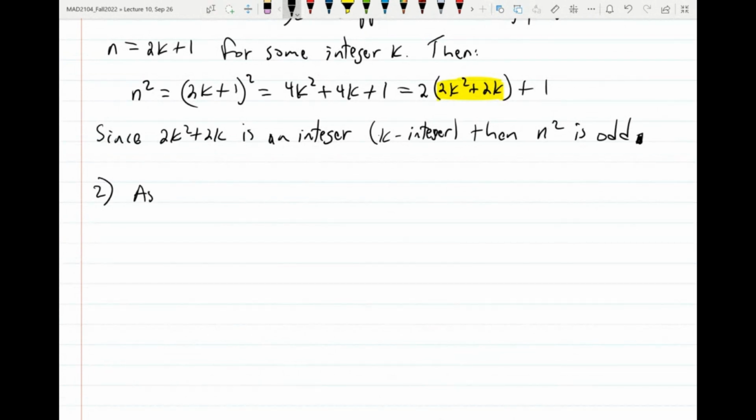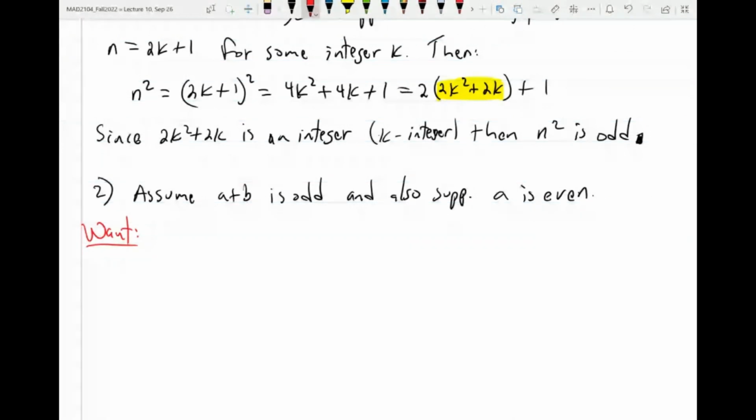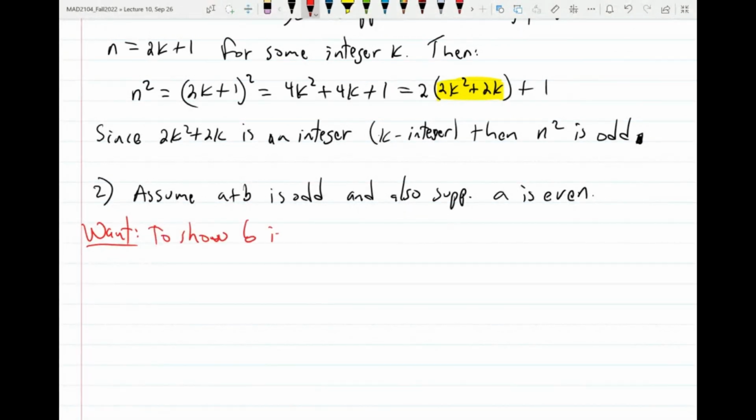So for number 2, I'm going to assume... the contrapositive is also very easy, but let me do it differently. So assume AB is odd, and also suppose that A is even. Okay? Let me write here. What do I want? It's in red. I want to show that B is odd. Okay, that's a plan.